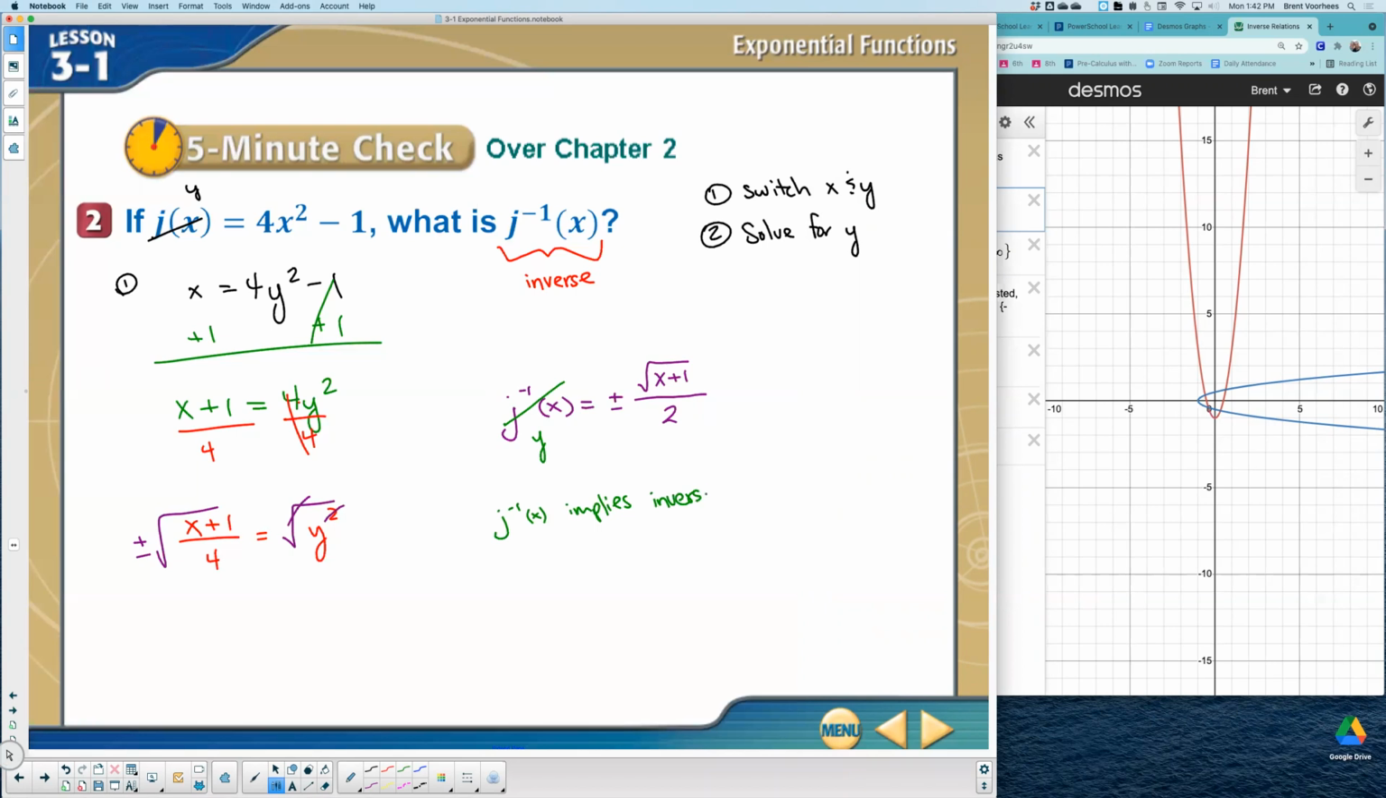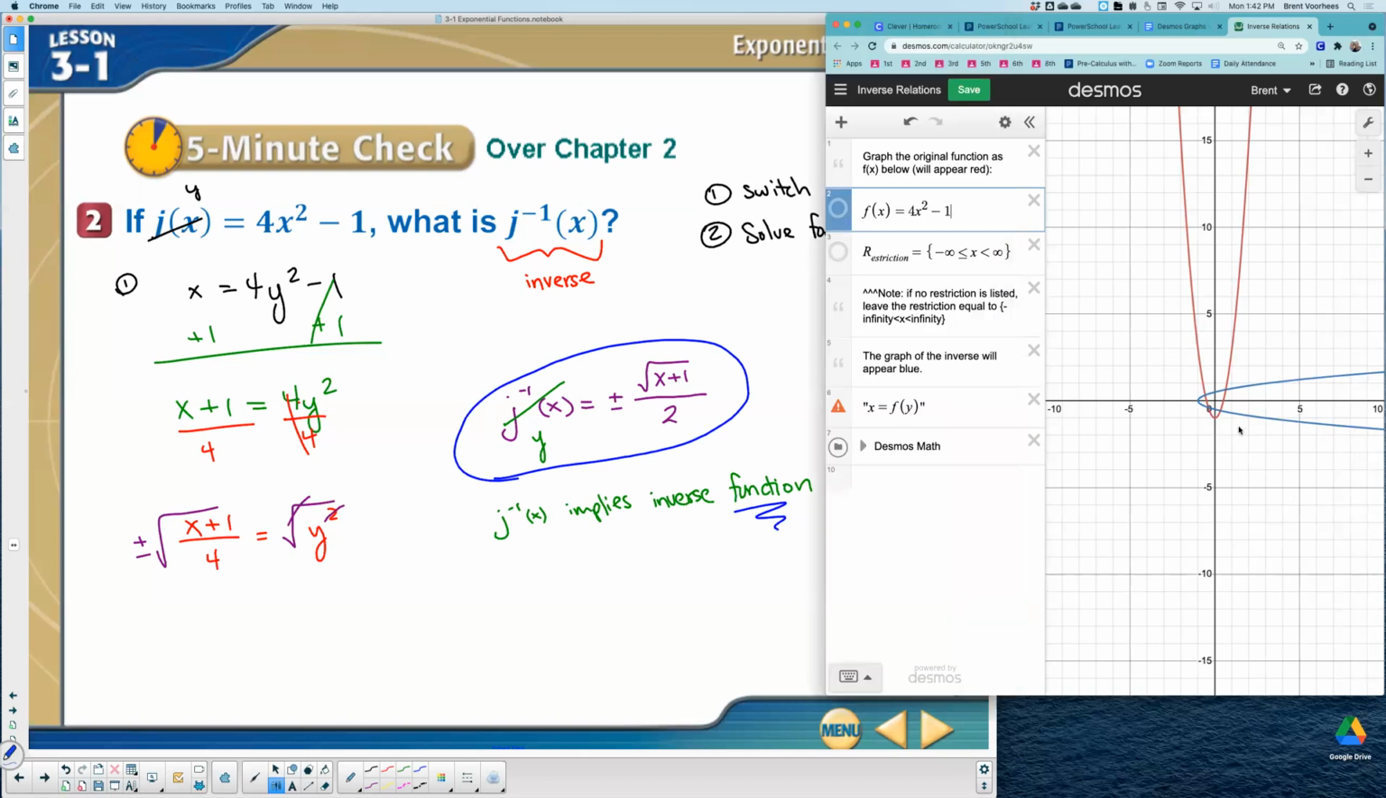inverse function. But was this a function? We said this is not a function. So since it's just a relation, I'll go ahead and leave it as y equals. That's how it technically should be. So that'd be your answer for number 2, unless you wanted to restrict the domain and just say just the positive square root or the negative square root.